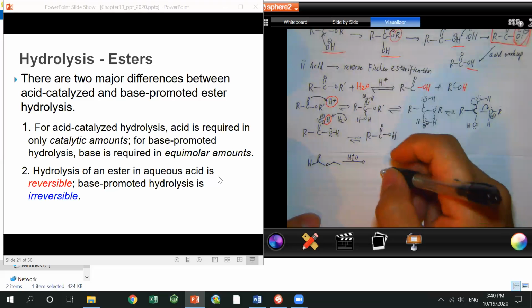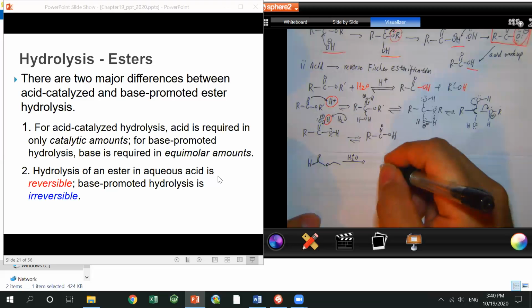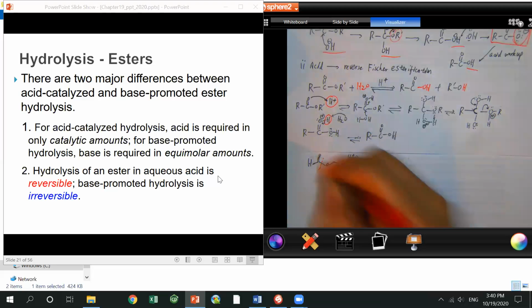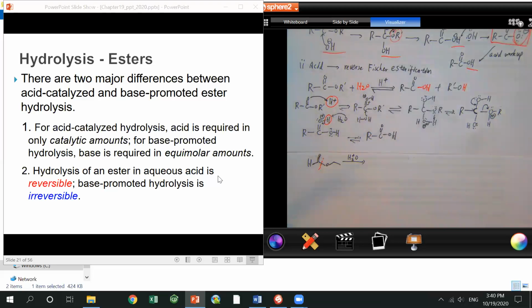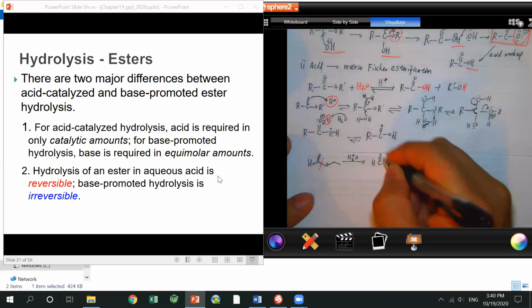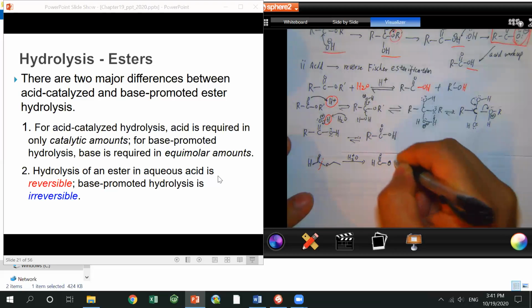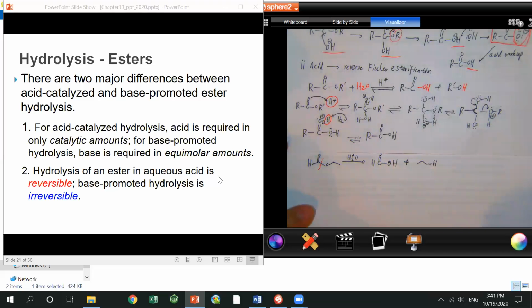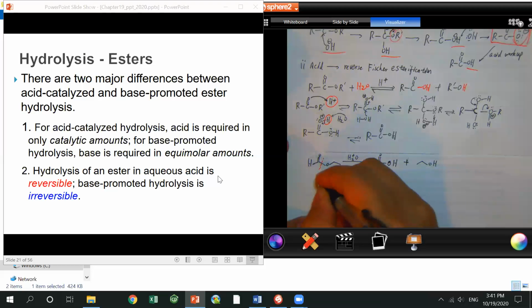Once the reaction is done, keep in mind you need to draw both products. You break this bond here. The carbonyl part picks up the OH, and the alcohol part picks up a hydrogen. That's that one. And another one is actually more interesting.